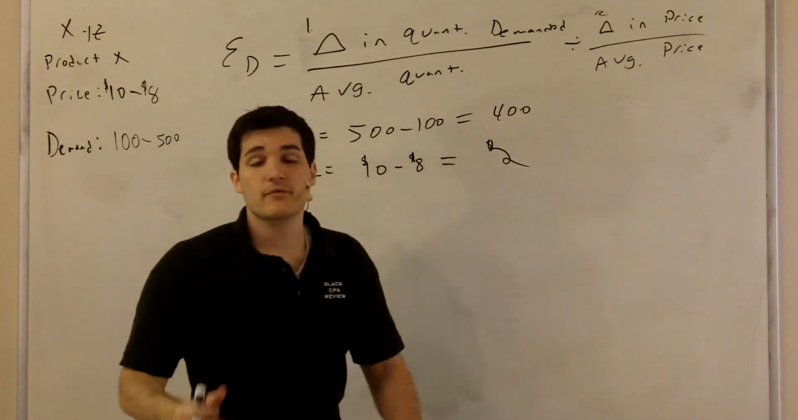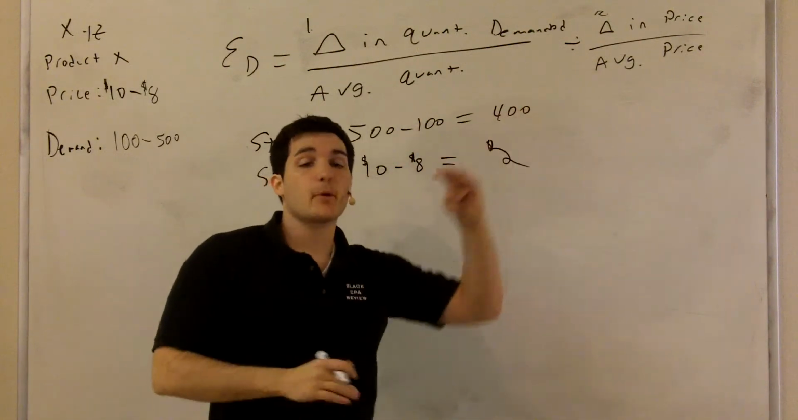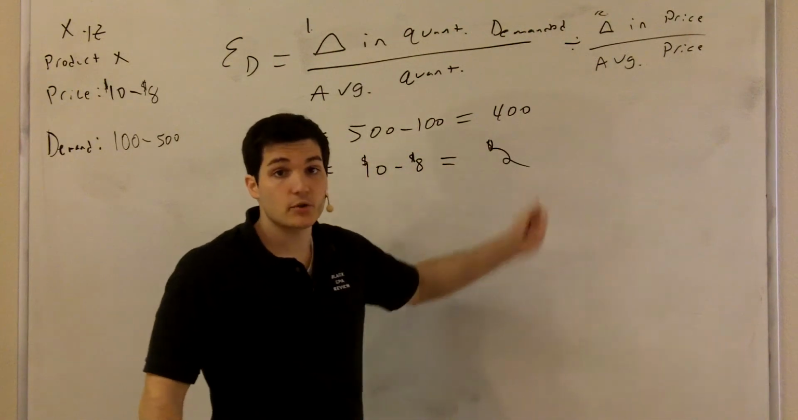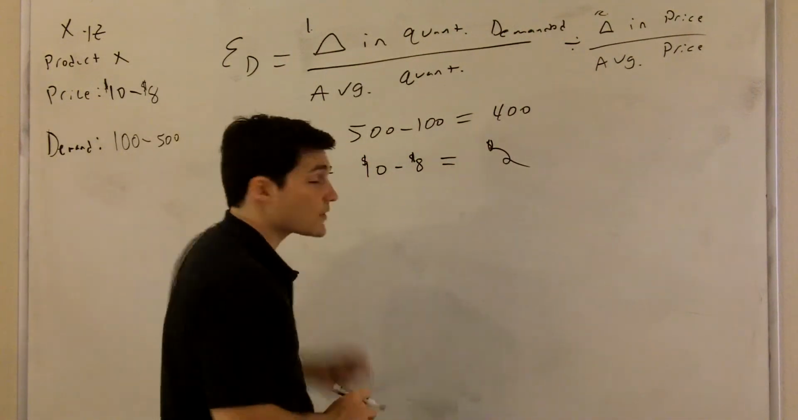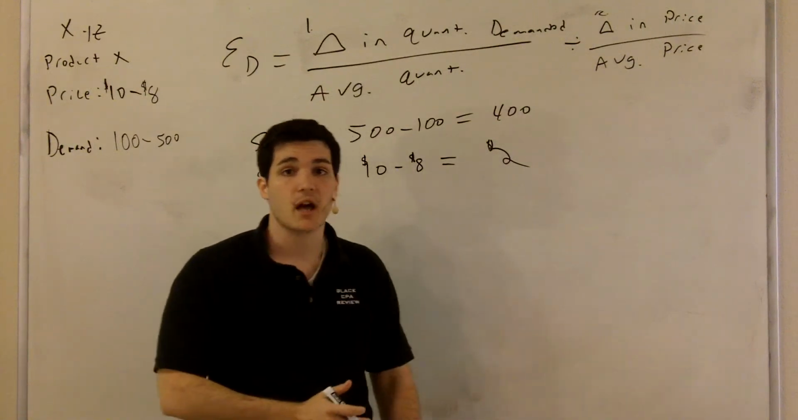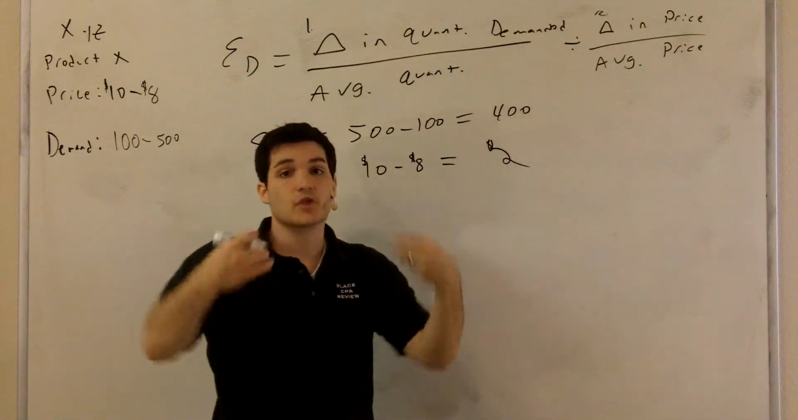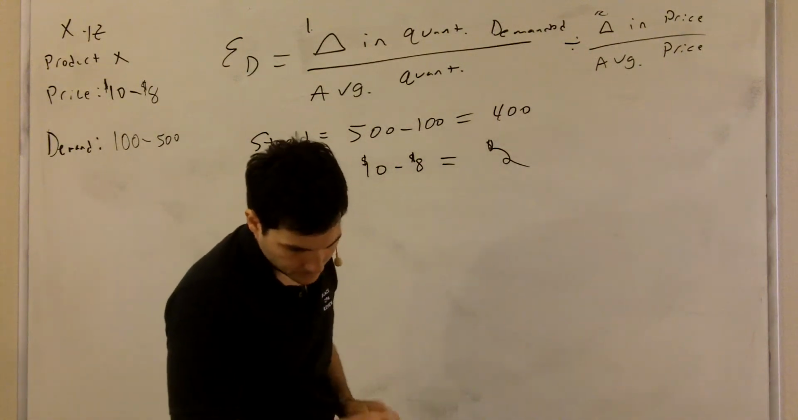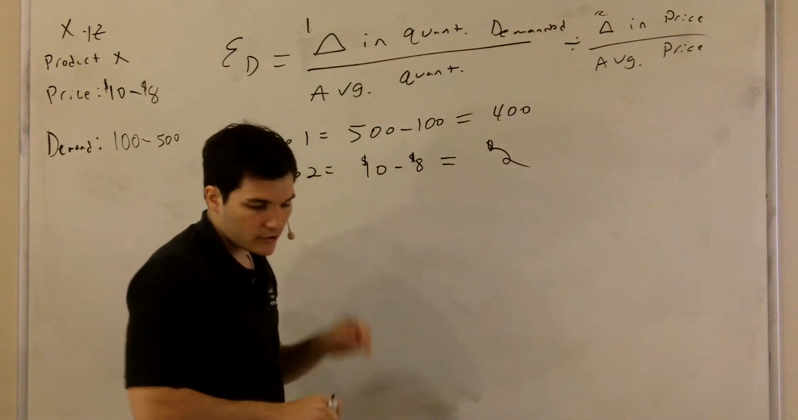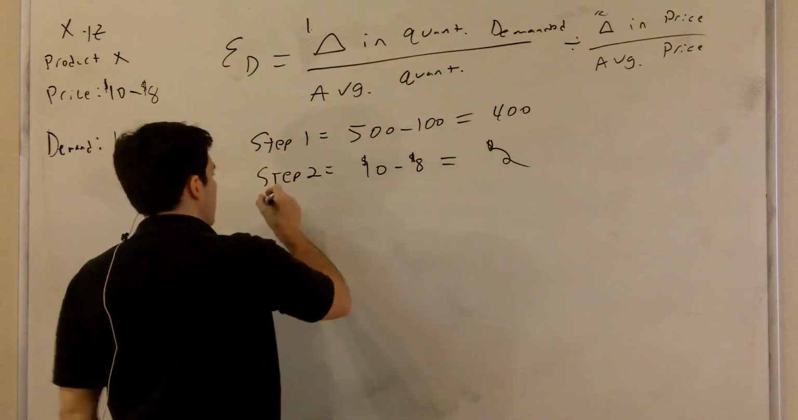Now we're looking at absolute value. So no matter if the price went up or went down, it was still $2. So the price could have gone up to $12. They could have raised the price to $12. We still would have had the same change in price. It's still a change of $2. All right. The third step is to calculate the average quantity.